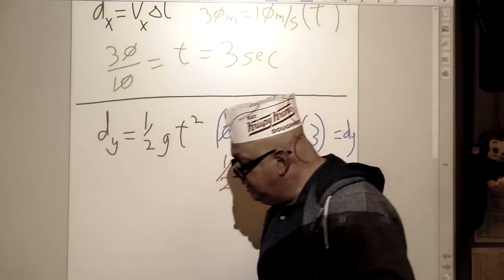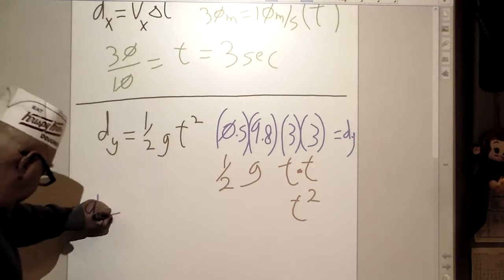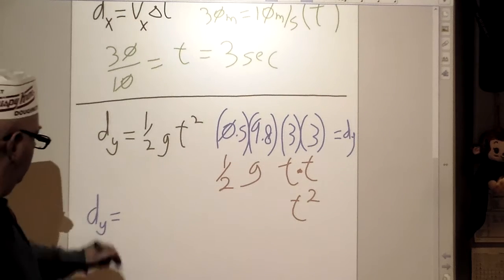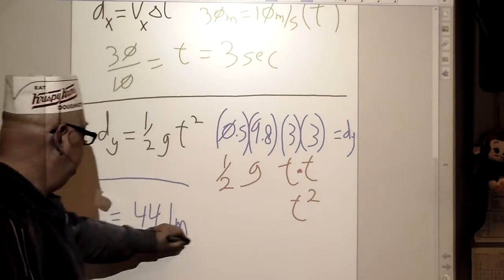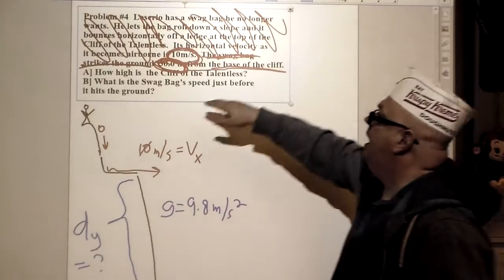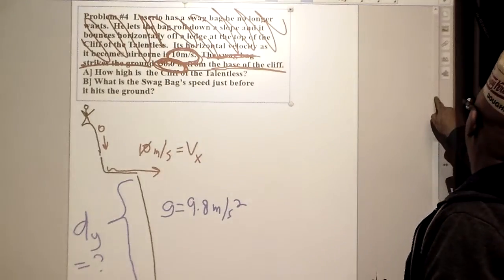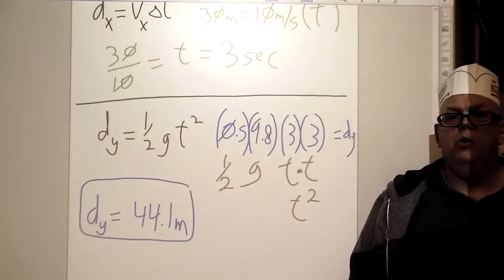With that, we can now say that dy is equal to 44.1 meters. So we just answered part A. Part A, how high is the cliff of the talentless? dy is equal to 44.1.